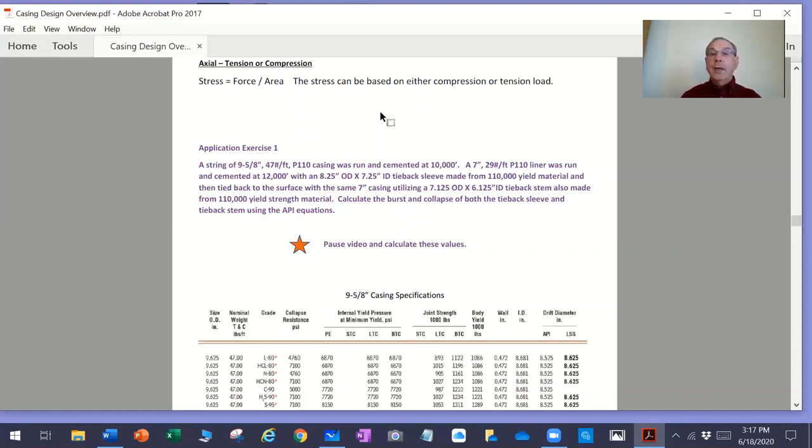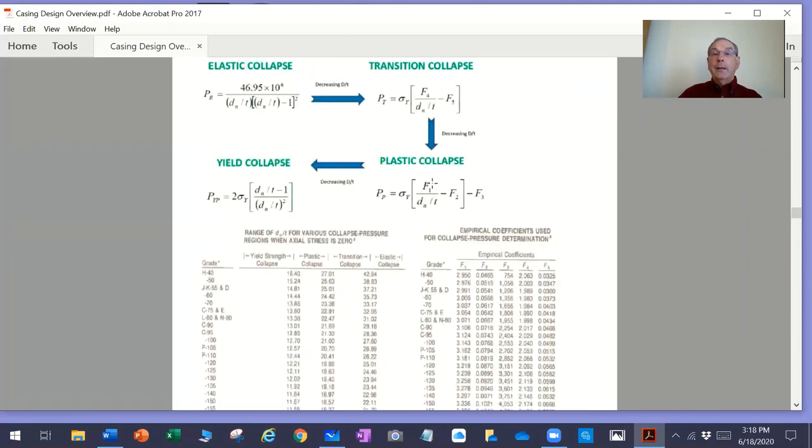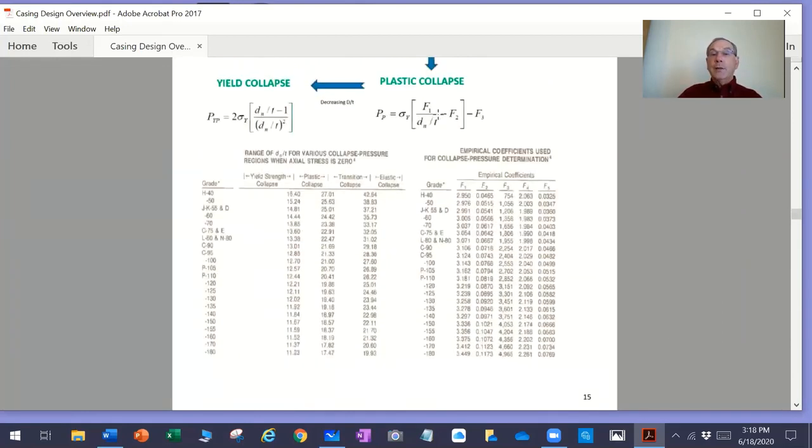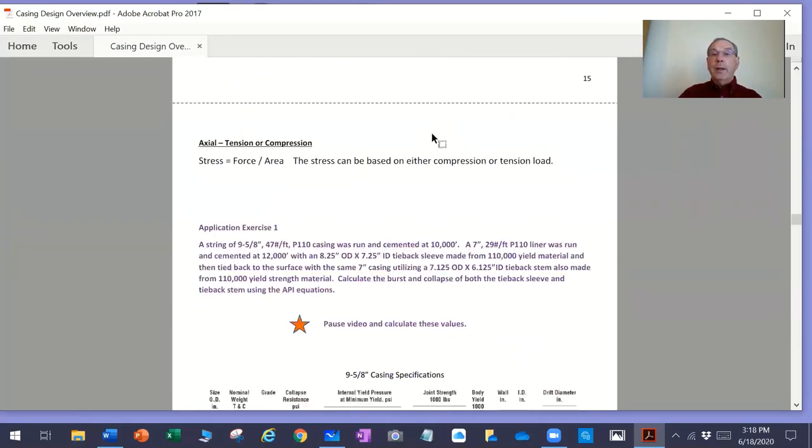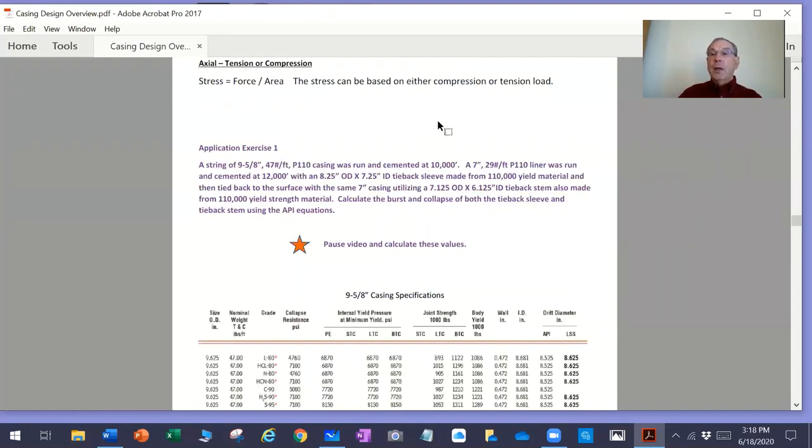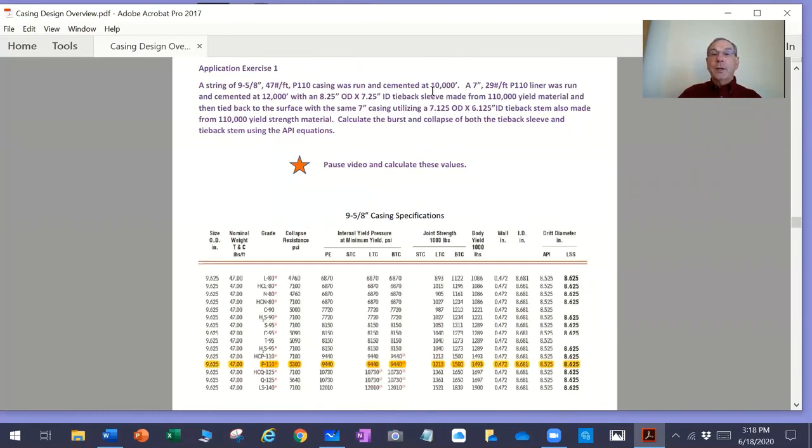Calculate the burst and collapse rating of both the tieback sleeve and the tieback stem using the API equations. You can do that by calculating the D over T ratios, seeing which equation applies for that size, plugging the values into the equation, and calculating the burst and collapse values for these two sizes. So pause and do that exercise to help make sure you understand these equations and can apply them.